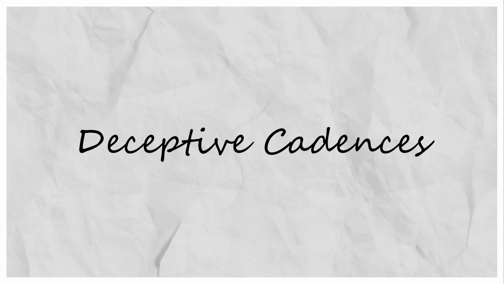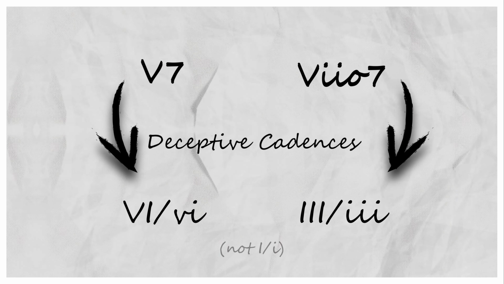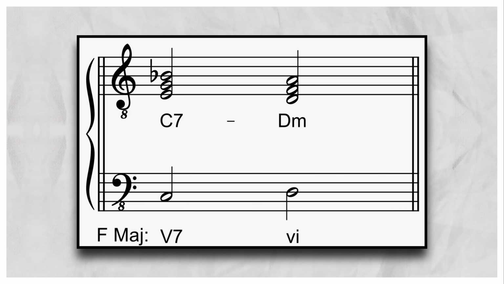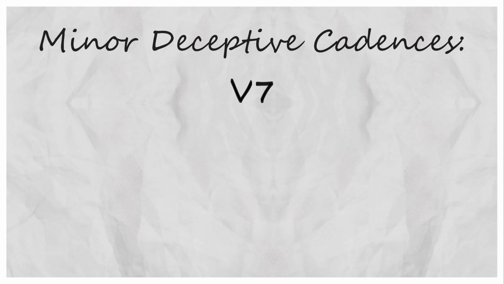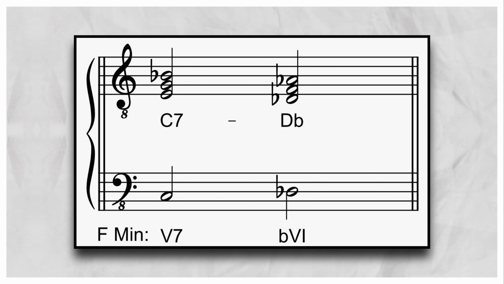As a review, a deceptive cadence occurs anytime a dominant function chord resolves to a chord that is not the tonic. The most common example of this is a 5-6 cadence in a major key. In F major, this would be C7 resolving to D minor. In F minor, a deceptive cadence usually involves 5 resolving to 6 or 3. This could be C7 going to D flat major, or C7 going to A flat major.